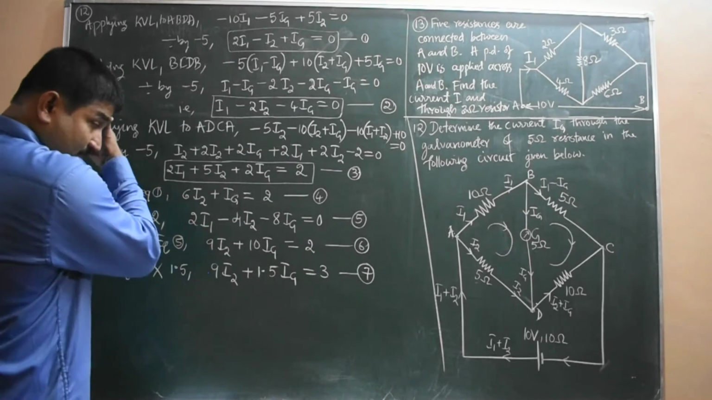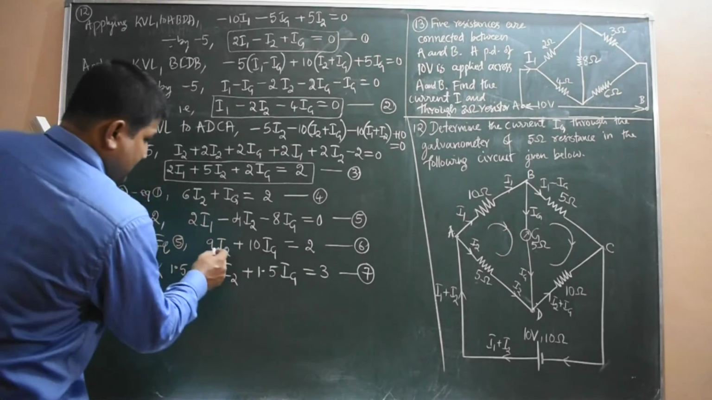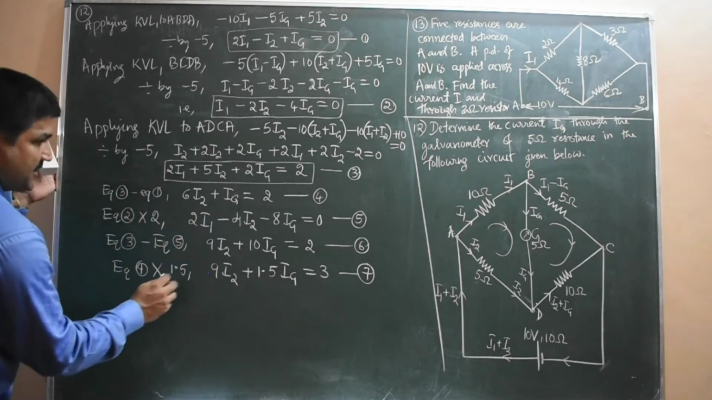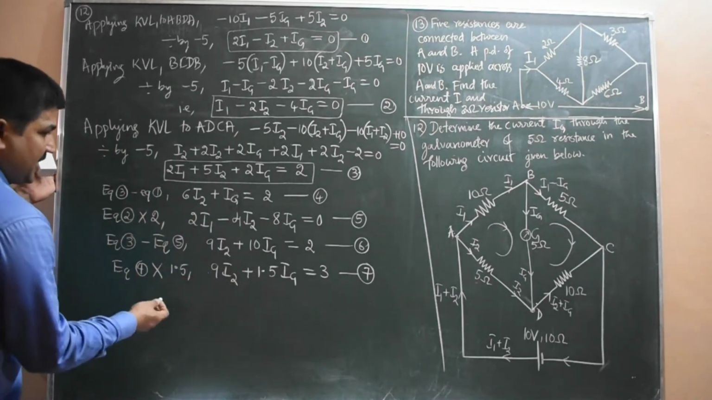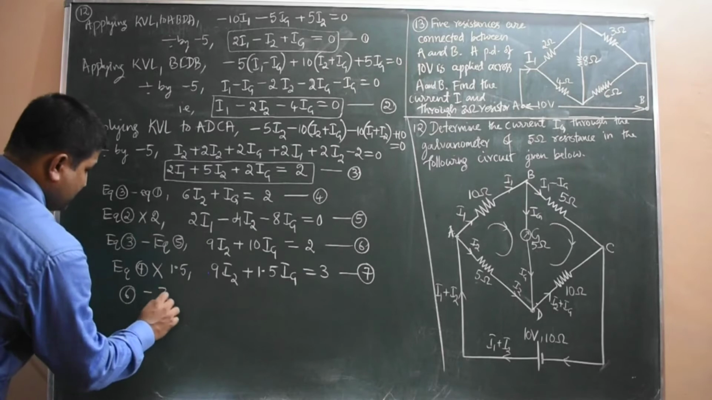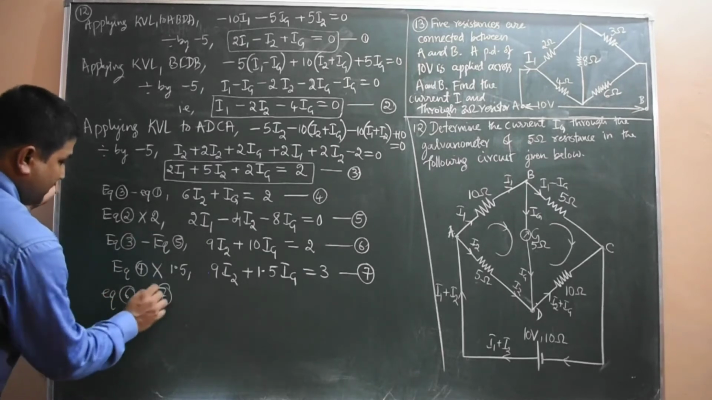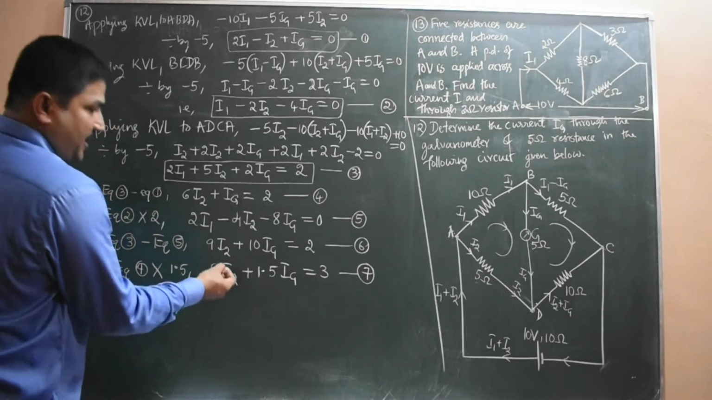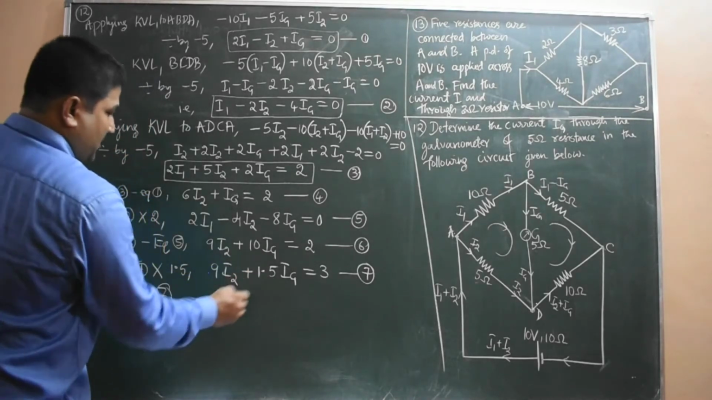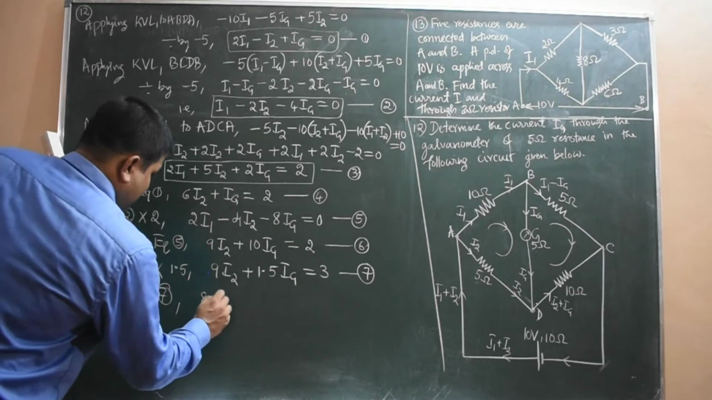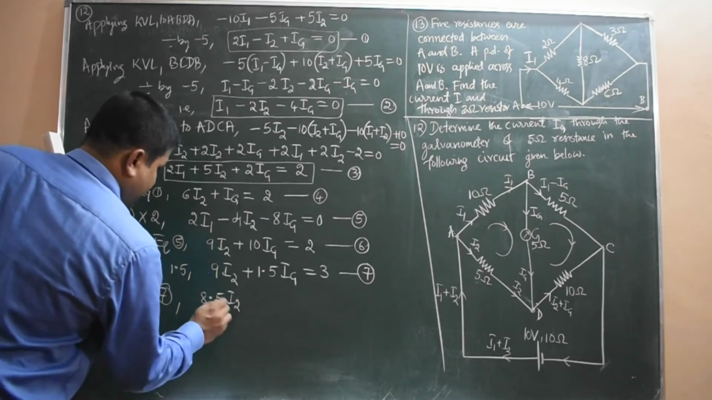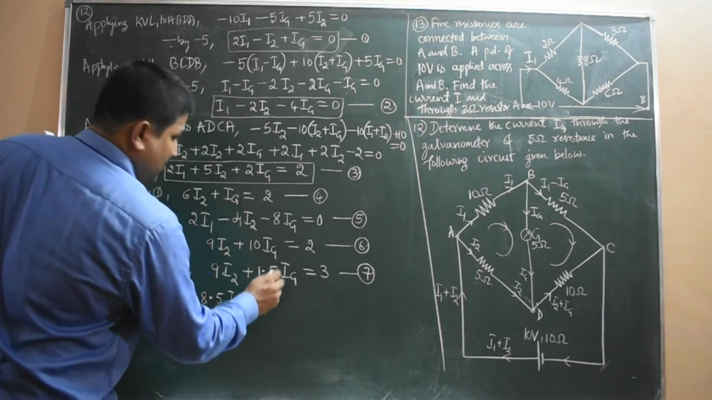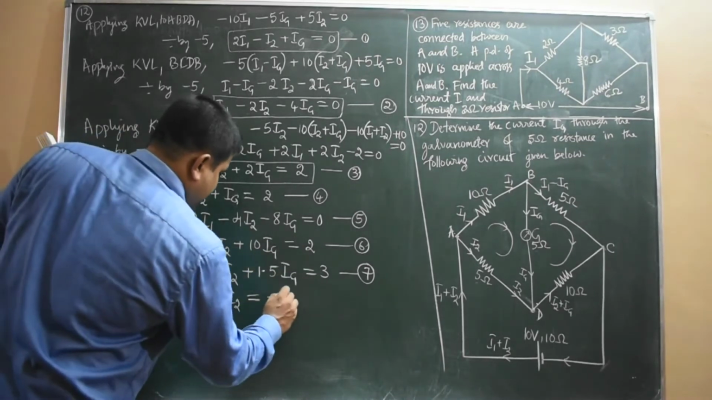So subtract now. So what happens is subtraction. Straight away subtraction, I can do 6 minus 7, equation 6 minus equation 7. So equation 6 minus equation 7 gives 9 I2 cancel. 10 minus 1.5 is 8.5 Ig. Okay, 8.5 Ig equal to 2 minus 3 is minus 1.